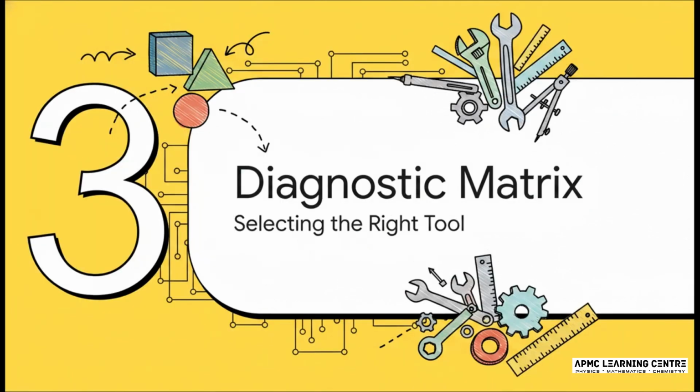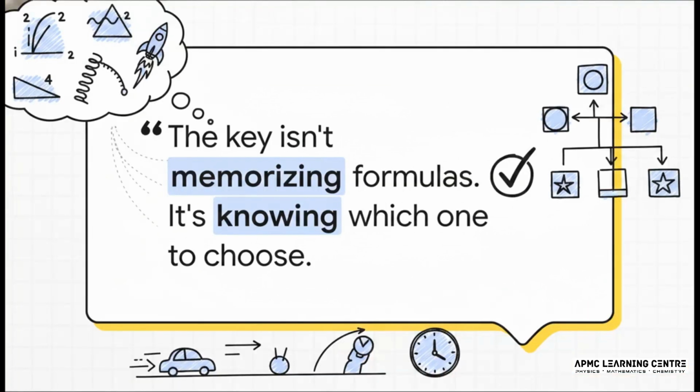So, we have our building blocks, and we get how they interact. Now for the really clever part of the system, the toolkit that tells us exactly which formula to use. This is where we stop guessing and we start being strategic. And this is the core idea that changes everything. Seriously. The skill isn't memorizing a bunch of equations. The real genius is in knowing exactly which one to pick for any problem you face.